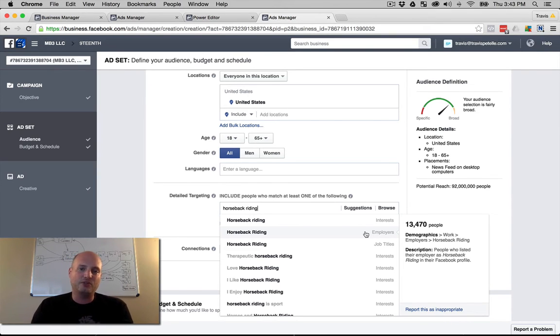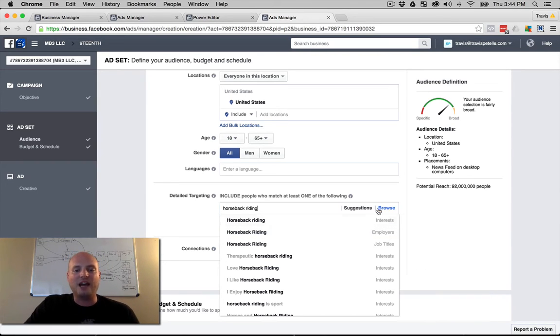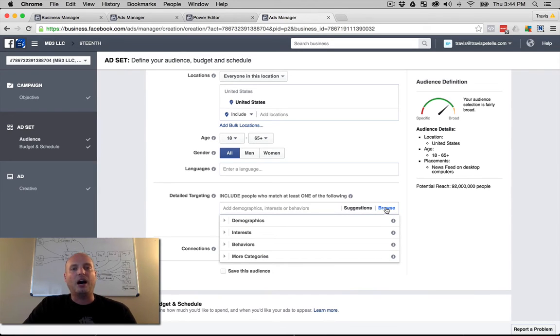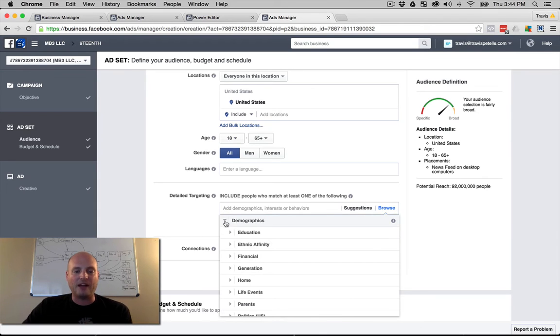We can dial into their household income. We can dial into their purchase behaviors online. There's lots of things to dial in and look into on the Facebook advertising side. As you can see, the four major groups here are demographics, interests, behaviors, and then more categories, which are just kind of random things. So for demographics, we're diving in.